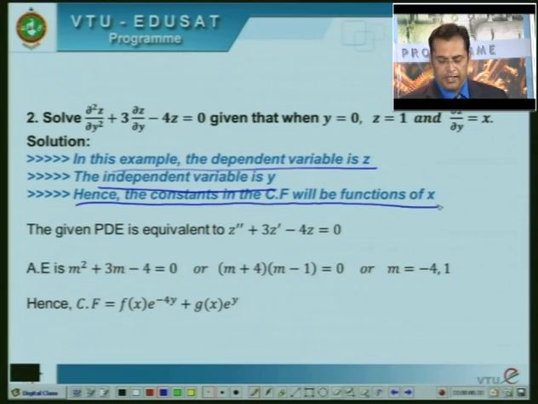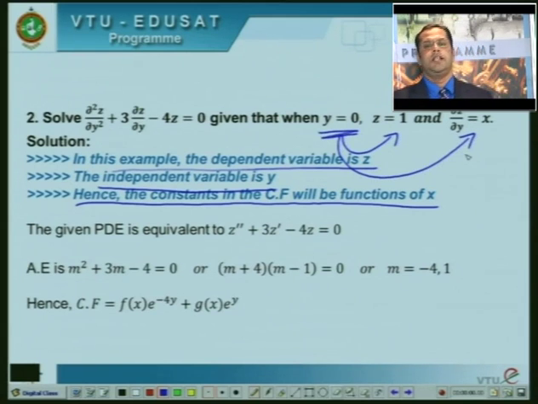Now, let me throw light on the conditions here. Observe that this is the independent variable. So, this condition has to be read along with both of this. In the sense, you read it as when y is 0, z is 1, and when y is 0, dou z by dou y equal to x. As you remember friends, these conditions can be applied to evaluate or obtain the functions that are assumed in your complementary function.